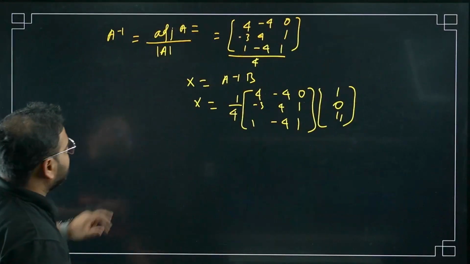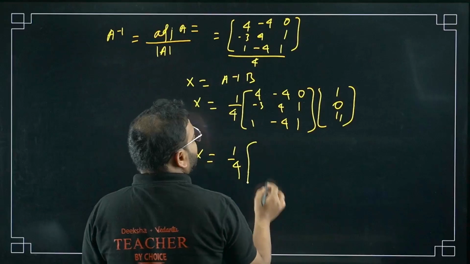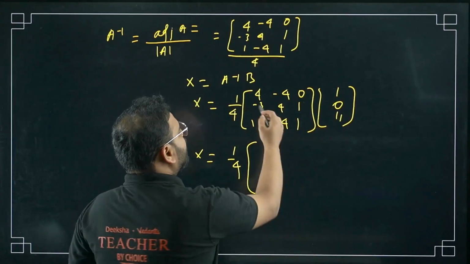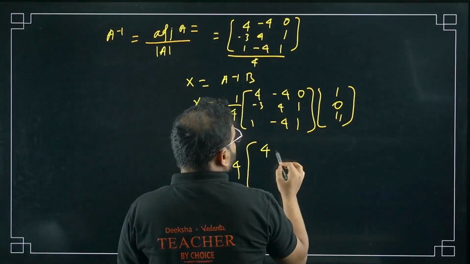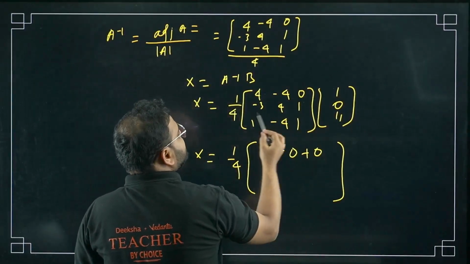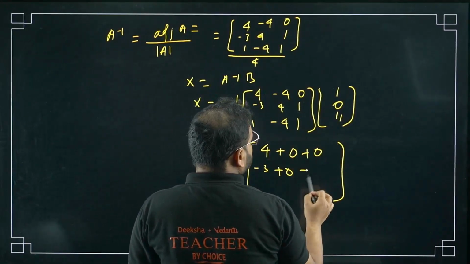Okay, now let's multiply quickly. What I'm getting for x, I'm getting here 1 by 4 as it is. Multiply 1 row, this whole row, with 1 column to get the first element. So 4 into 1 is 4, minus 4 into 0 is simply 0, 0 into this will be again 0. What next? Minus 3 into 1 is minus 3, 4 into 0 is 0, and 1 into 11 is simply plus 11.